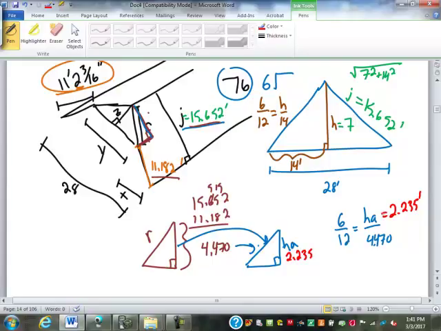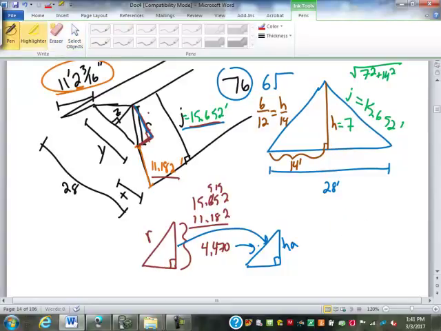What did I do wrong there? 4.470 is not the bottom of that. That's not the run, is it? I need the bottom of it. It ain't gonna work. I'm gonna show you a neat little trick here.